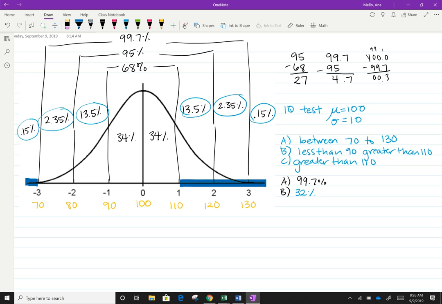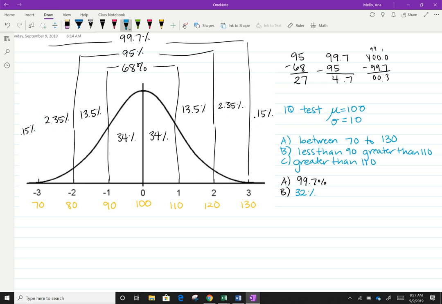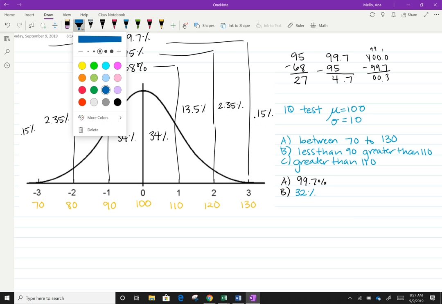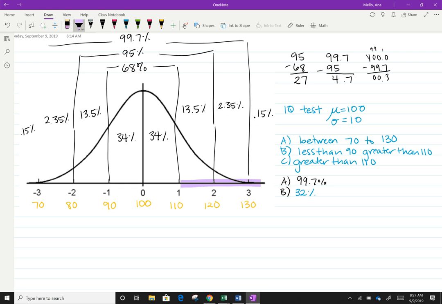And the last part of this question asks me for greater than 110. So again, I'm going to pick a color. And greater than 110 is right here. That's 1 standard deviation or above. That gives me 13.5% plus 2.35% plus 0.15%, which is a total of 16%.